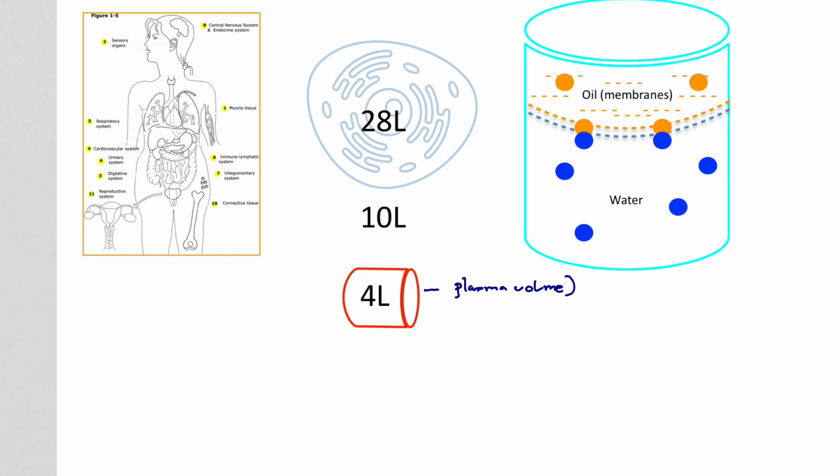plasma is the part of blood without the cells. The plasma volume plays a very important role in many physiological processes. So plasma volume can change as water gets out of the bloodstream or water gets into the bloodstream. And this movement of water between the different compartments depends on a process called osmosis, and we'll talk about this a bit later.